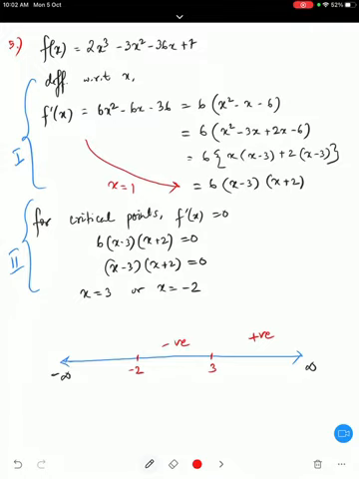Now take a value less than minus 2. Take a value less than minus 2. Minus 1 is less than minus 2? Man, I have to.